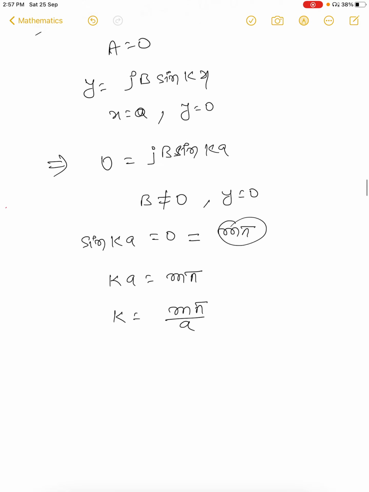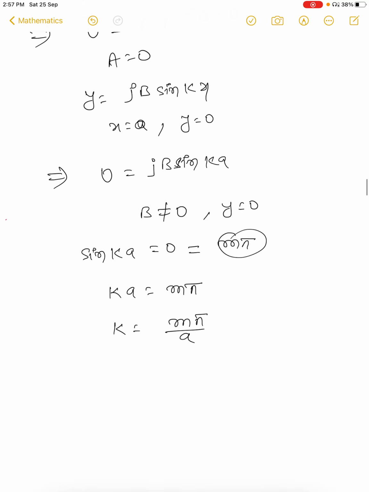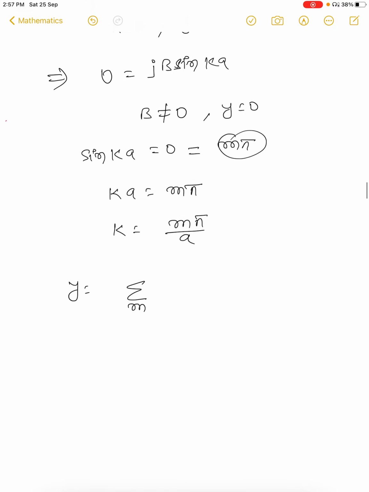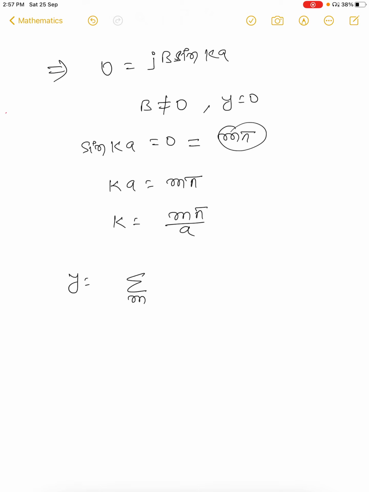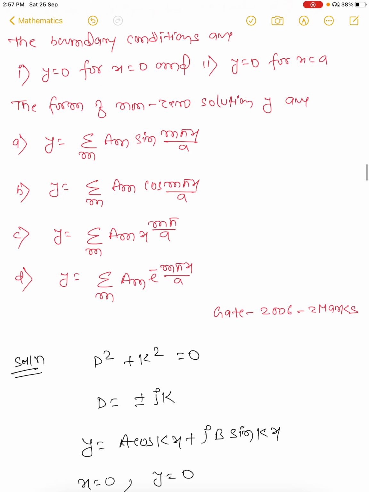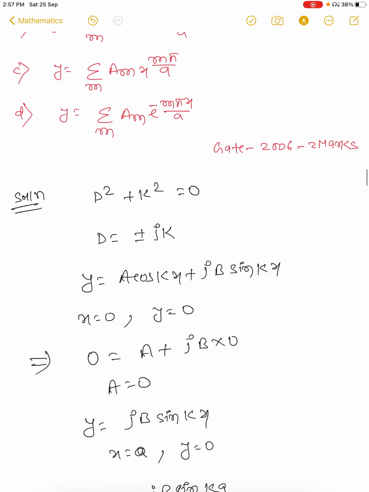So y will be the summation over m, and in terms of b, A_m is given, so it is constant, so take it: A_m sin(m pi x by a). So this one will be the answer. Option A will be the right answer.